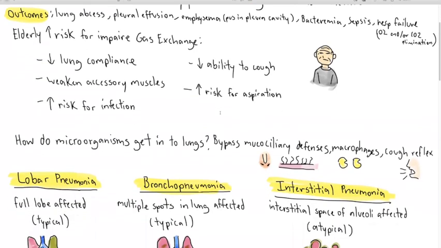So how do these microorganisms get into the lungs? We have defense mechanisms such as the mucociliary defense. That's when you produce mucus to trap the microorganisms or foreign material, and then the cilia push it out. Then you have the macrophages, which attack bacteria to get rid of it. And there's a cough reflex, so you cough to expel the microorganism. When these fail, you can get pneumonia.